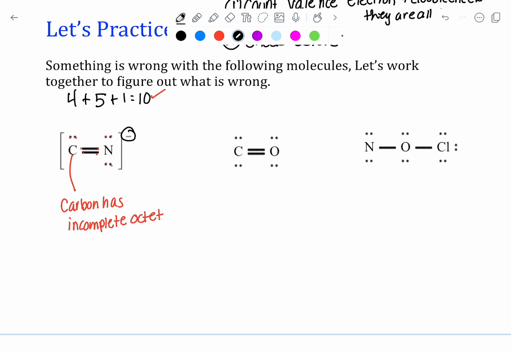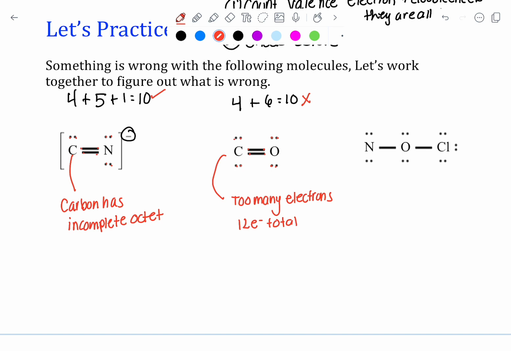We have CO. So carbon has 4, oxygen has 6. There's no charge, so in total we should have 10 electrons in this structure. Let's count our electrons. 1, 2, 3, 4, 5, 6, 7, 8, 9, 10, 11, 12. So we do not have 10. So the issue with this structure is we have too many electrons. So we have 12 electrons total, but there should only be 10.